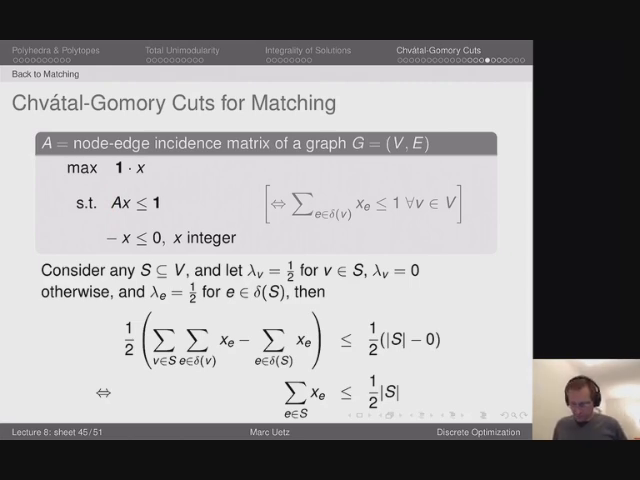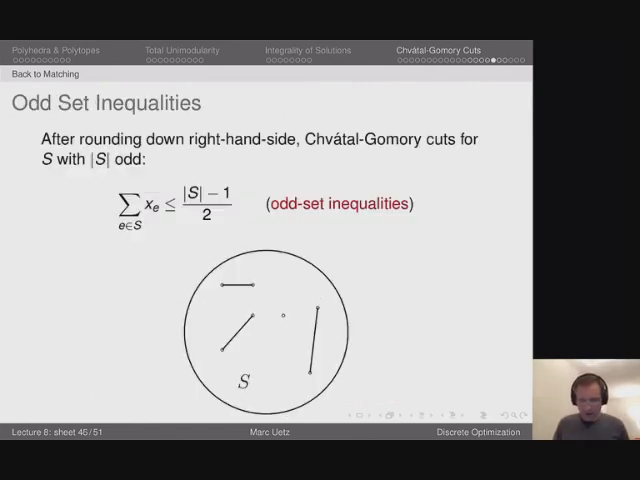Now I can round. The rounding consists of rounding down whenever the set has an odd number of nodes. For example, if that is 7 nodes, then that would be 3.5, and I would round down this right-hand side to 3. And that gives me the so-called odd set inequalities. After rounding down the right-hand side, the corresponding Chvátal-Gomory cut looks like this. So if this is an odd set of vertices, like 7 here, that would be 6 divided by 2, so the right-hand side would be 3. Okay, and that is the corresponding odd set inequality.